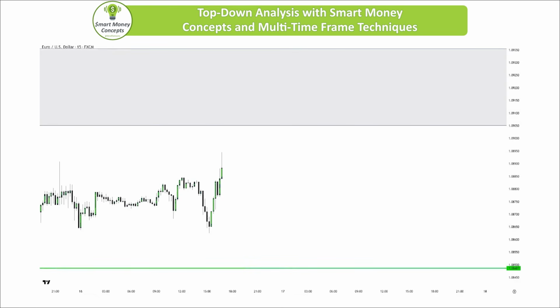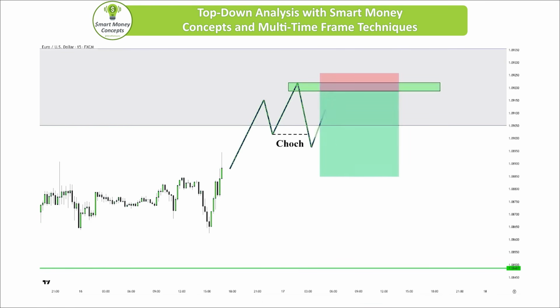Now, the 15-minute chart is the last time frame we will analyze in this process. In this time frame, we only look for confirmations and entry positions. First, we need the price to enter the order block zone and create a change of character to confirm that the short-term uptrend is over and the market can continue pushing downwards. If we see no change of character, we won't take any trade.